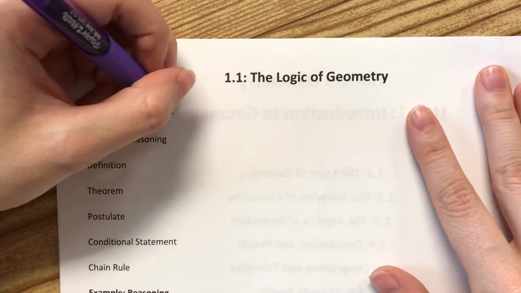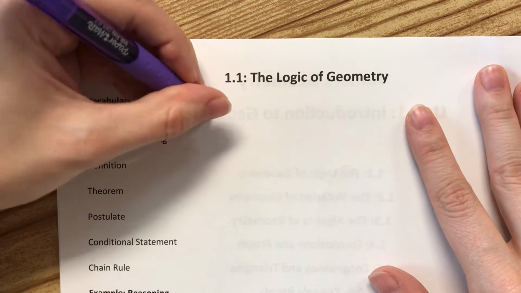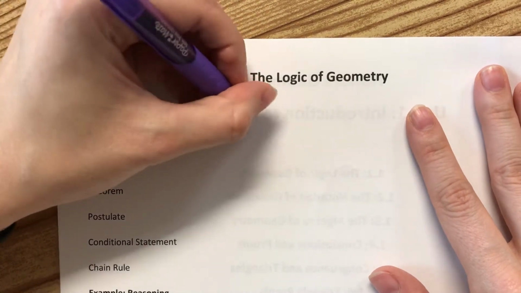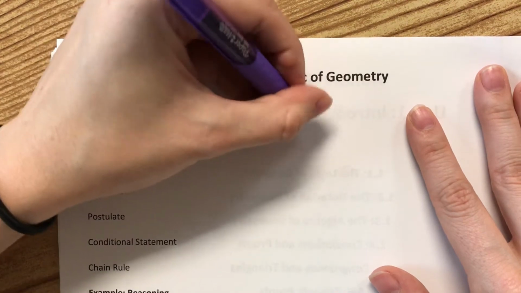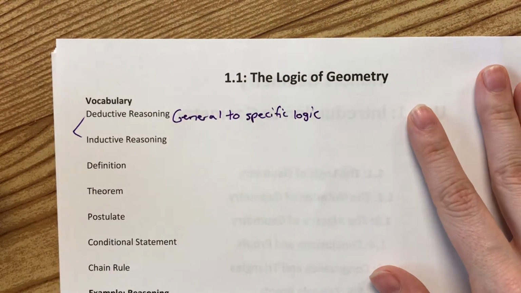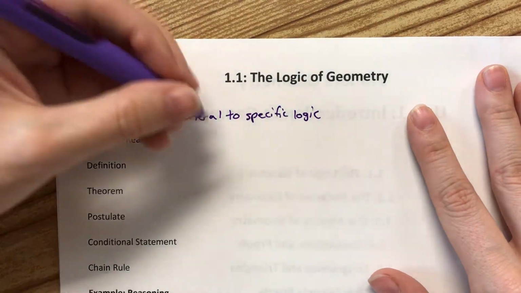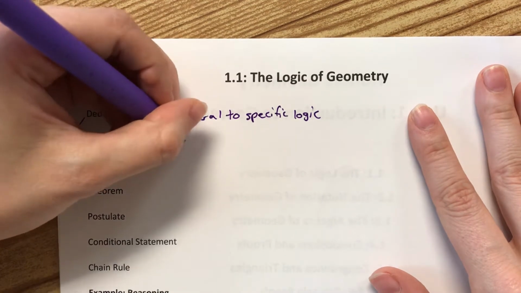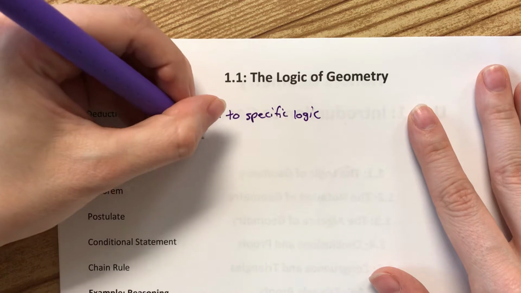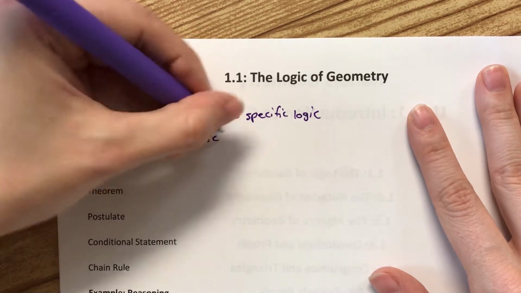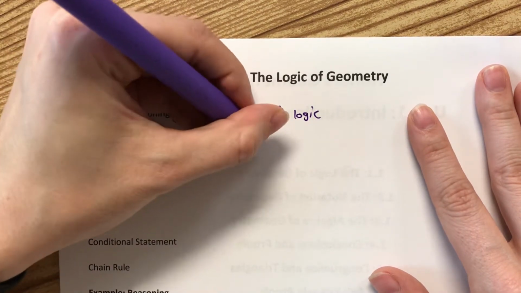Deductive reasoning is general to specific logic, and then inductive reasoning goes the opposite way. Inductive reasoning is specific to general logic.